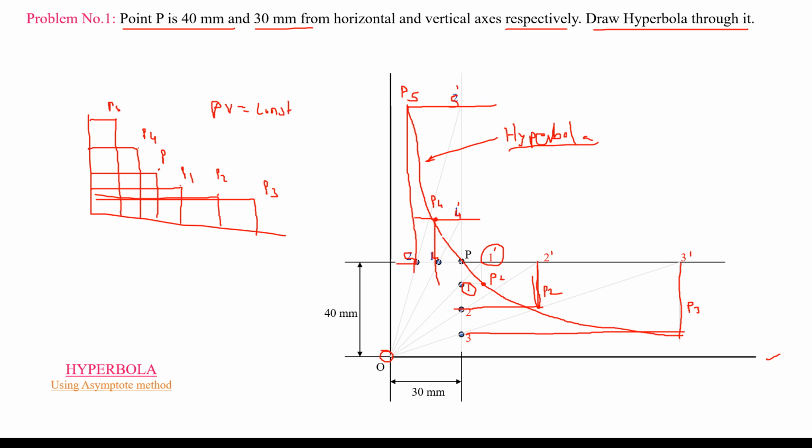So that is all about the hyperbola using the asymptote method.